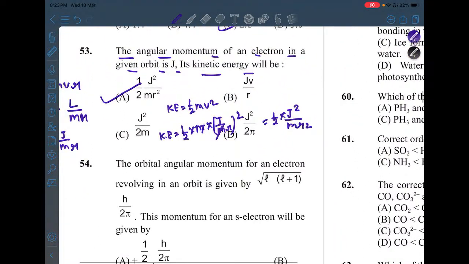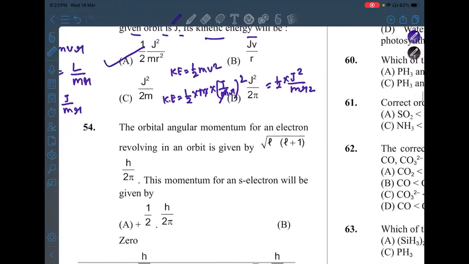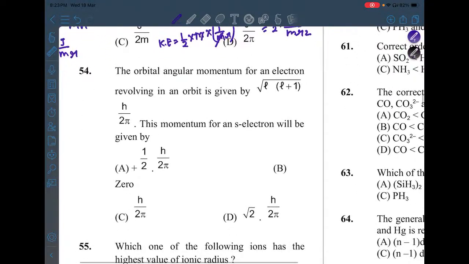This question is clear. Now I will give you time to solve the next question. Read question number 54. I will give you a minute to solve it, or you can pause the video, but it is actually live. I hope in the next class you will join the live session. If you are watching this on recording, just pause the video and solve the question. So now the next question is question number 54.